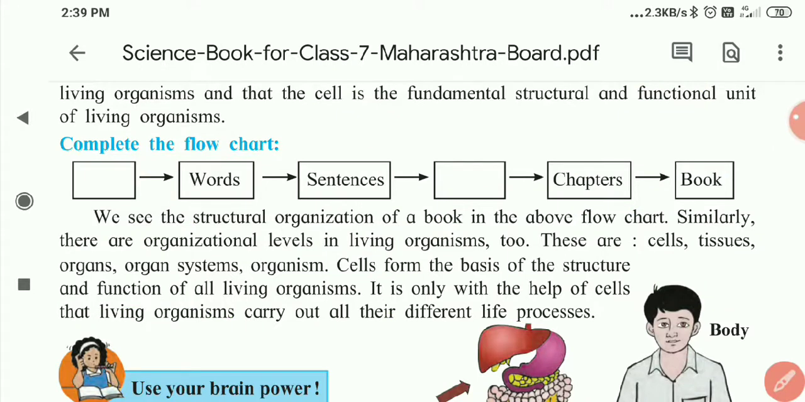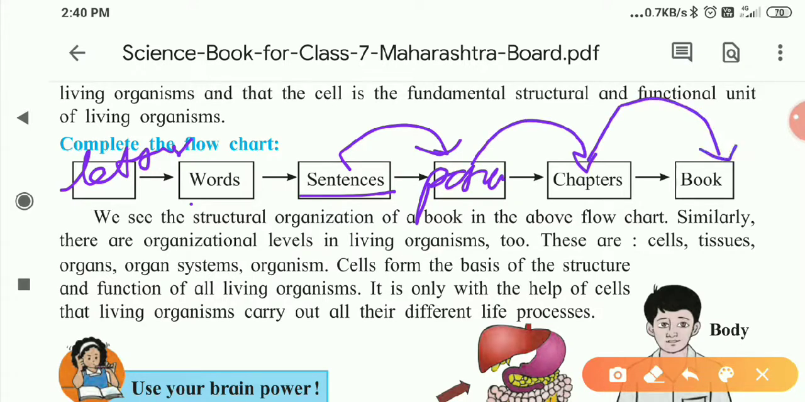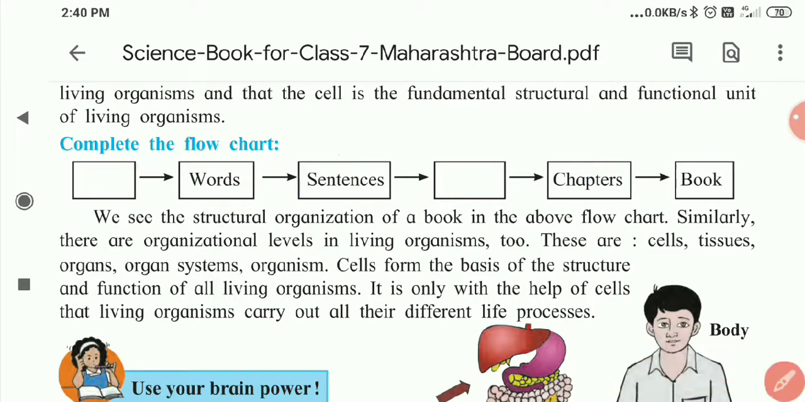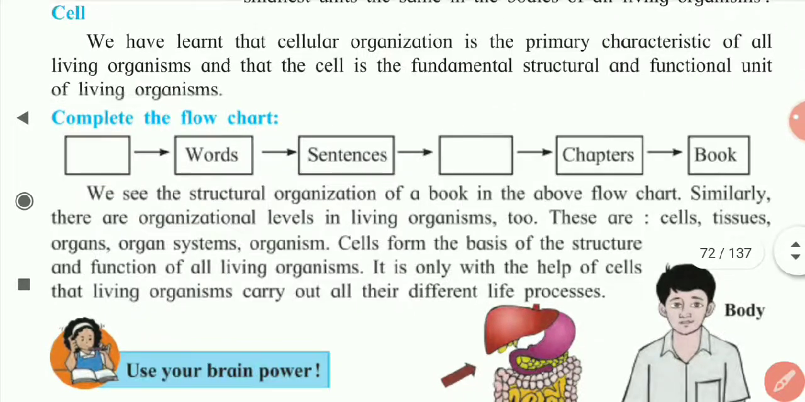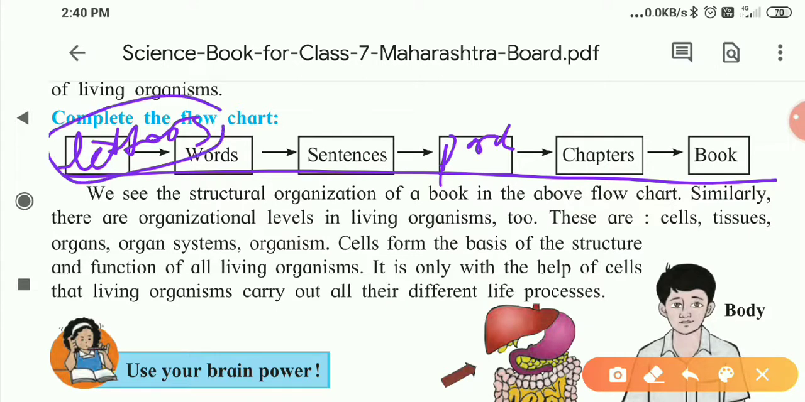So from this we are understanding that words are made up of letters, and a sentence is formed by words. Sentences come together and form a paragraph. Many paragraphs come together and form a chapter, and after that the book is formed. So here it is the basic flow chart. In this flow chart, the basic unit is the letter.